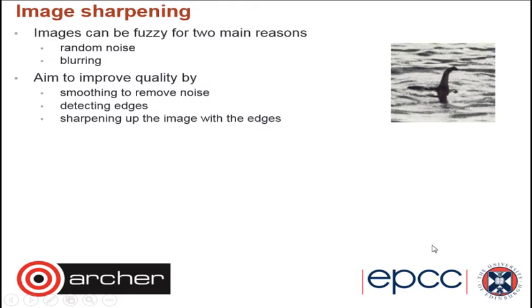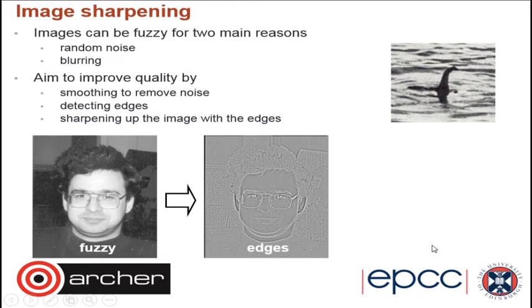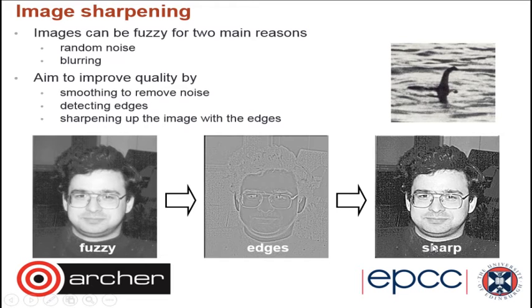This gives us a nice bit of computation that we can then run on Archer and have a play with. So something like this. We've got an image here which is fuzzy. We do some smoothing, we do some detection of the edges to build up this view, and then that gets applied to the original image to sharpen it up and to improve that image. So that's what we're looking for doing in this practical.